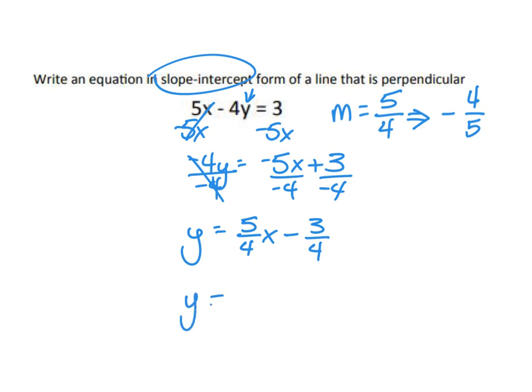As long as the slope changes to -4/5 x, it will automatically be perpendicular, because remember, it's the slope that makes the steepness of the line, while the y-intercept is just where it crosses the y-axis. So really, this could be any number for b. It doesn't have to be negative 3/4. It can be 1. It can be 3/4. It could be whatever you want it to be in this case.